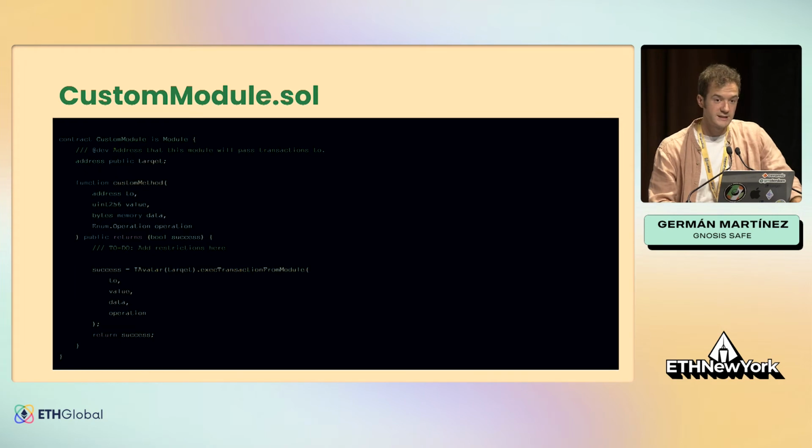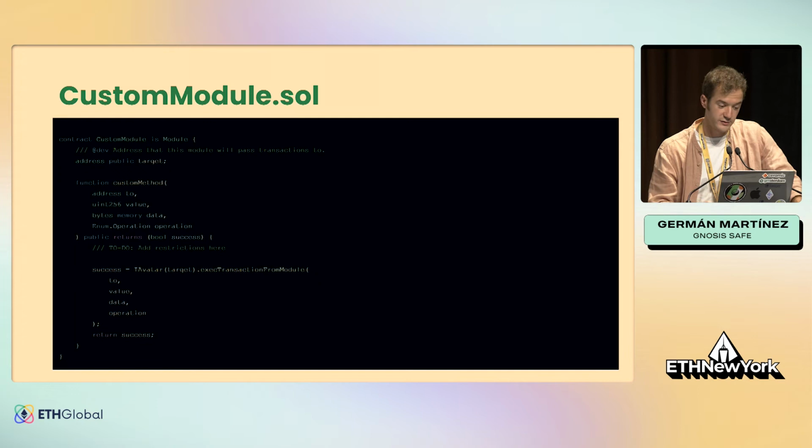That was inside of the Gnosis Safe contracts. And now if you decide to build a custom module, you could create a contract. In this case, we call it custom module. That is a module. Module is an interface, an abstract class that defines the methods that are required and that can be implemented here.